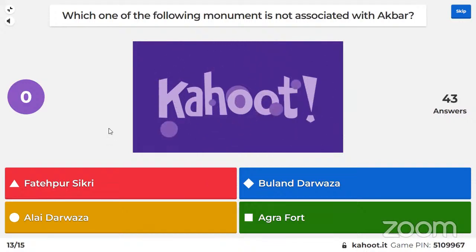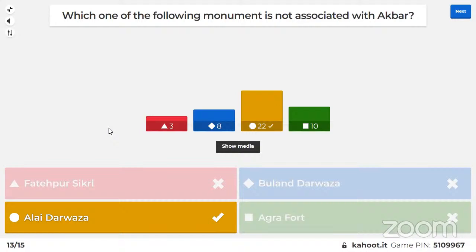All right. So which of the monuments is not associated with Akbar? Fatehpur Sikri, Buland Darwaza, and Agra Fort are associated with Akbar, but Alai Darwaza is associated with Alauddin Khilji. Khilji was the emperor in the Delhi Sultanate as well. You might have seen the movie Padmaavat, where Ranveer Singh played the character of Alauddin Khilji. All right, so moving on to the leaderboard again.